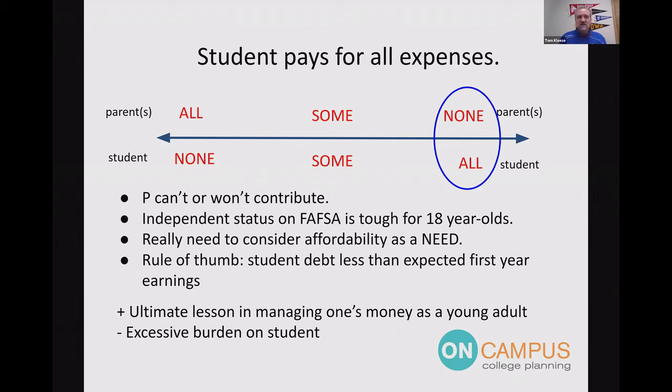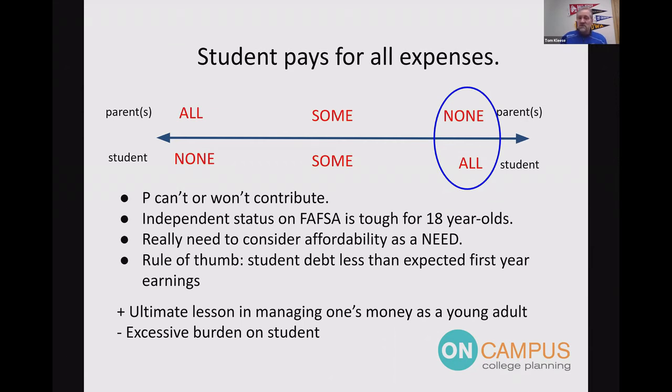In terms of debt, now this is a rule of thumb, and a rule of thumb is just an easy way of thinking about something, but a very intelligent person who talks about financial aid all the time said this: student debt should be less than the expected first year earnings of a student.